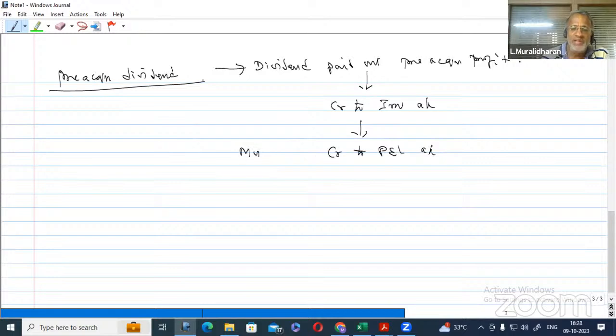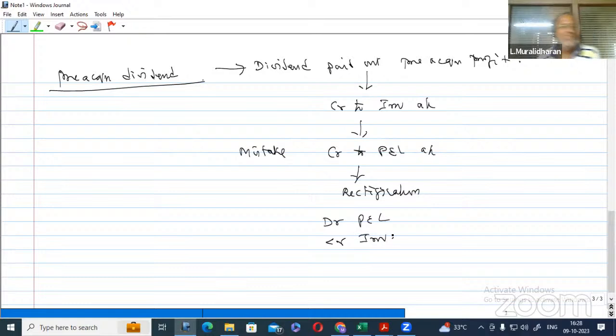So they commit the mistake. So what is it that we should do? Credit to profit and loss account, you have to rectify. How do you rectify? Rectification is carried out by debiting the P&L account, and credit is to be given to the investments account. So this mistake they invariably carry out, and we are expected to rectify. And we have downstream sales and upstream sales, and we have to eliminate unrealized profit or unrealized loss.